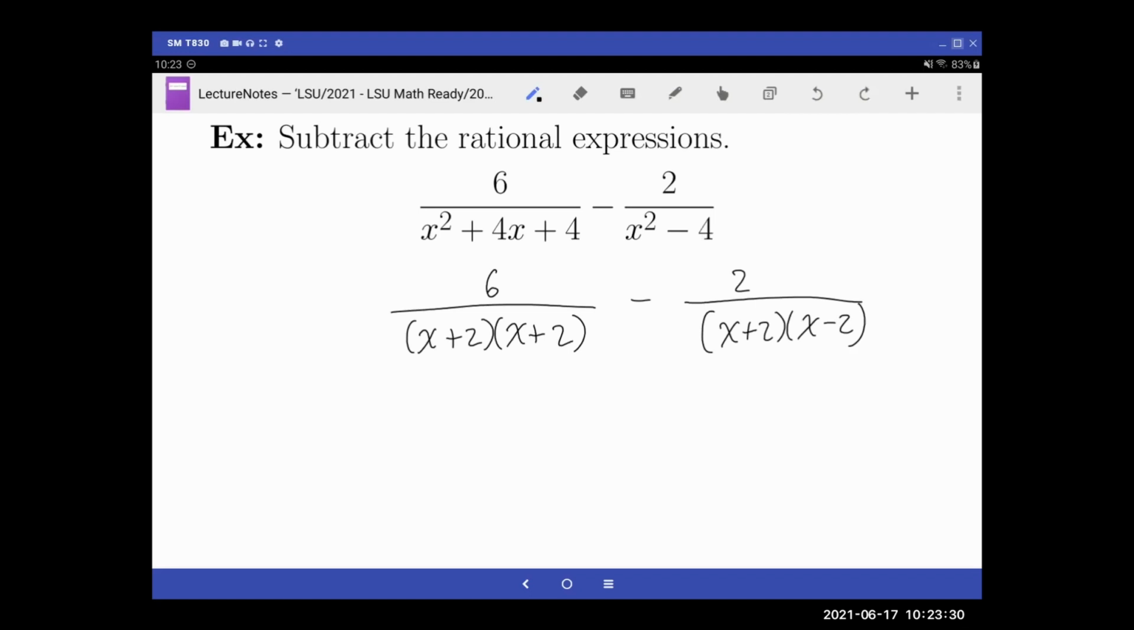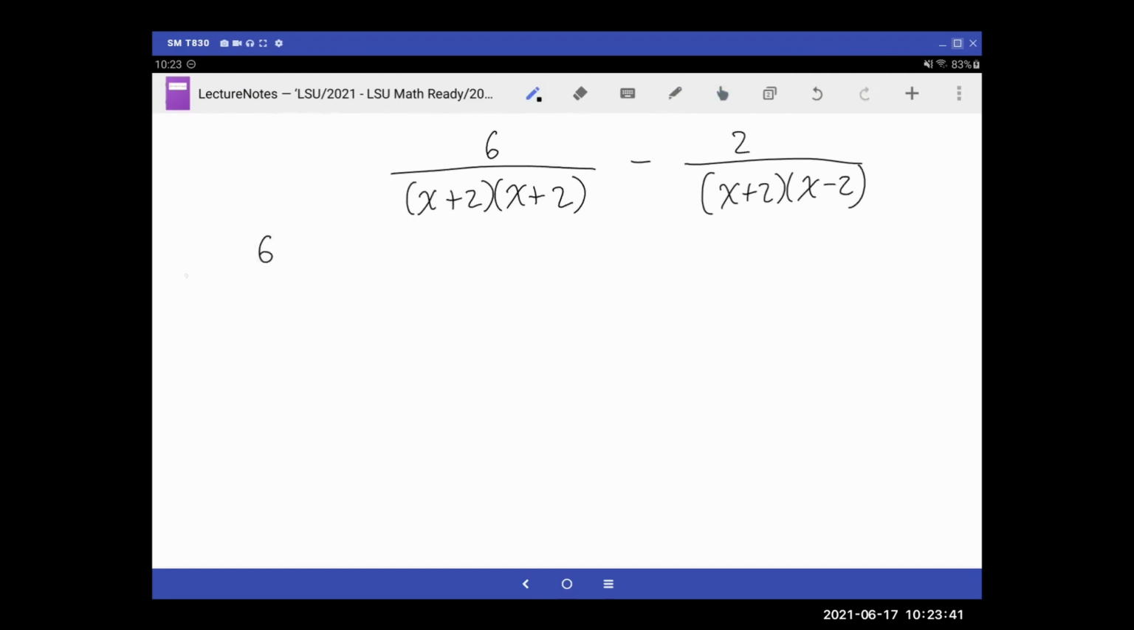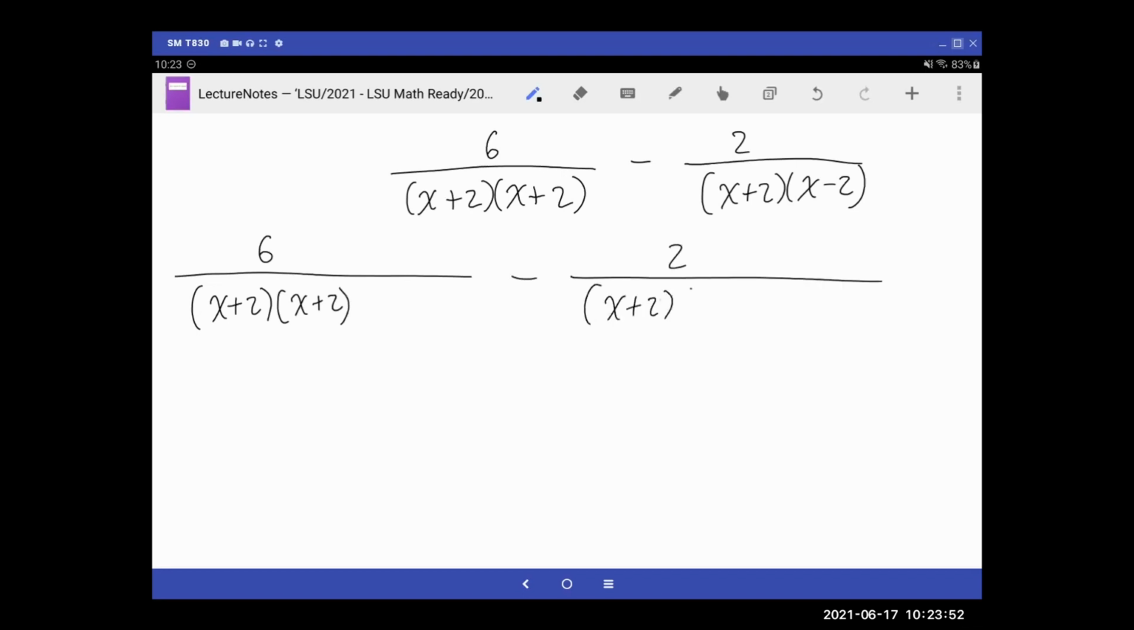Okay, so again, you have to look at what does each denominator have that the other does not. Okay, and so give myself more room to write this out. This one has x plus 2, x plus 2. This one has x plus 2, x minus 2. Okay, well, over here, I need to fill in an x minus 2 because that's what this one has. Over here, I need another x plus 2. I only have one, but I need two x plus 2s.